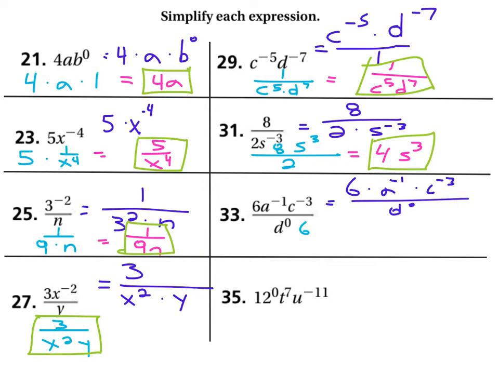This d to the 0 on the bottom becomes a 1, so we don't need to show it anymore because it's just a 1. And there's going to be other stuff on the bottom anyway. That a to the negative 1, that negative jumps that a to the first to the bottom to just be a to the first. And a to the first is just written as a. We also see what's jumping the fraction bar, that c to the negative 3. That's got a negative on it, so we'll jump that fraction bar to the bottom, and we'll call it c to the positive 3.